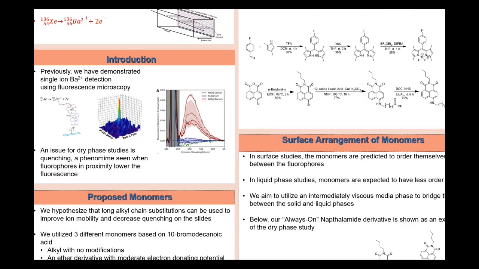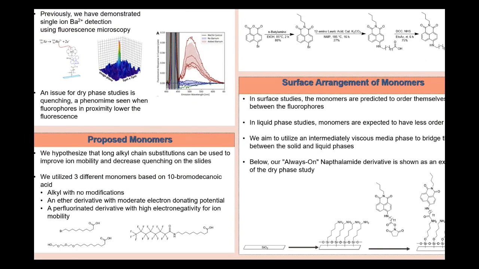BODIPY. An issue is the fluorophores are too close together, and these will quench each other, or decrease the fluorescence intensity. To combat this, we will make these long chain monomers that are able to create more space in between the fluorophores, that hypothetically should reduce the quenching effects. Also, they are used to test the mobility of the ions.